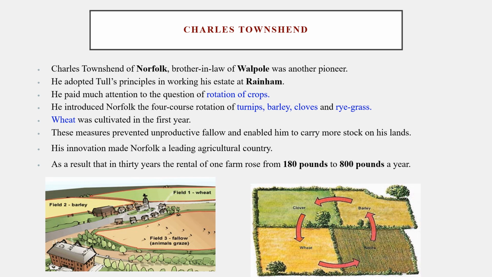He introduced in Norfolk the four-course rotation of turnips, barley, clover and ryegrass. And wheat was also cultivated in the first year. His innovations made Norfolk a leading agricultural country. With this result, in 30 years, the rental of one farm rose from £180 to £800 a year.